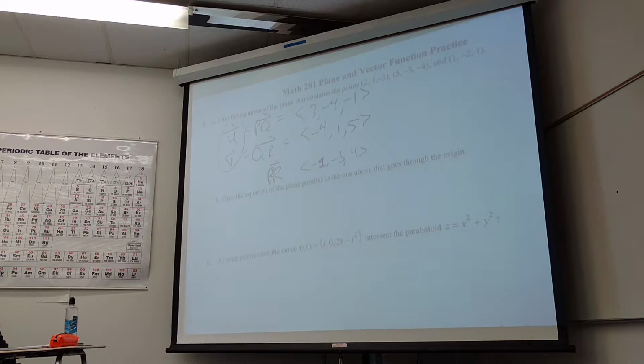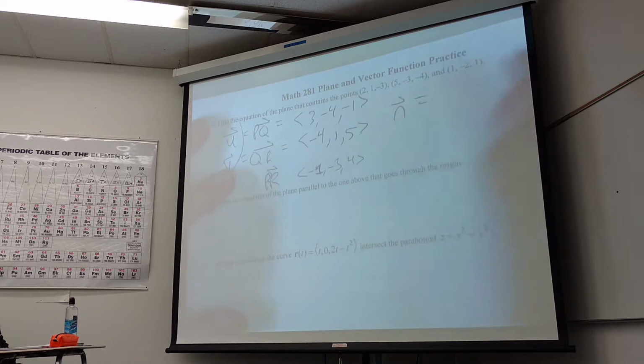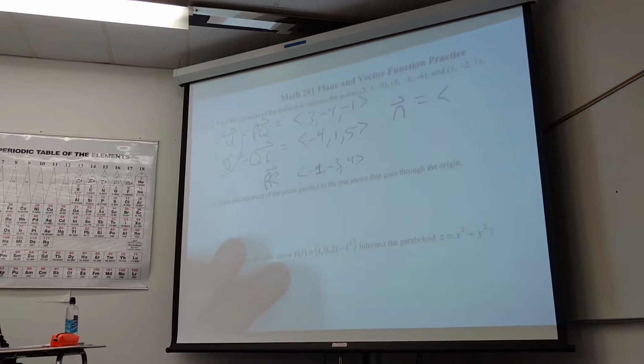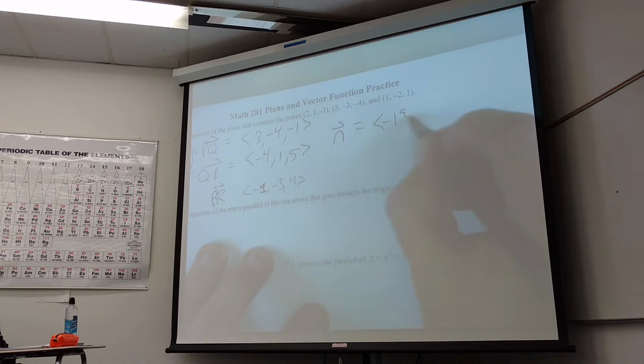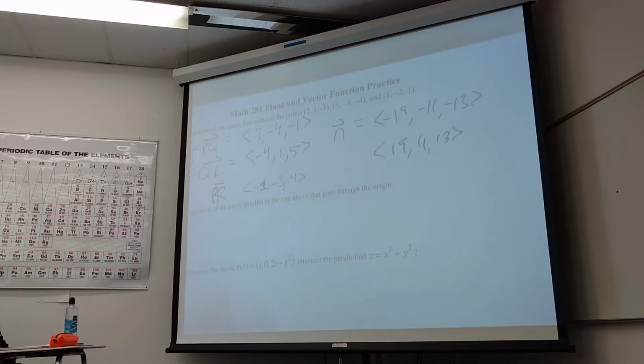So, what do you guys get for the normal vector? Negative 19, negative 11, negative 13. I like it, so I just make it 19, 11, 13. Because again, if the normal vector is the one you got here, I could also use that. It would be the same exact idea. You guys with me? A little bit? Okay.